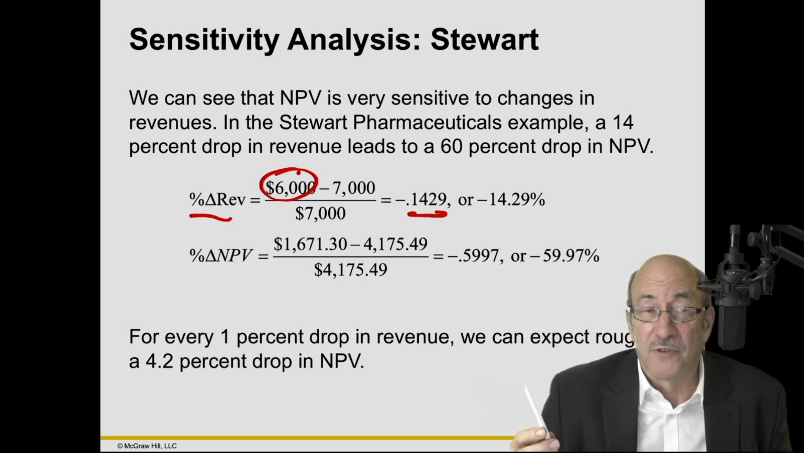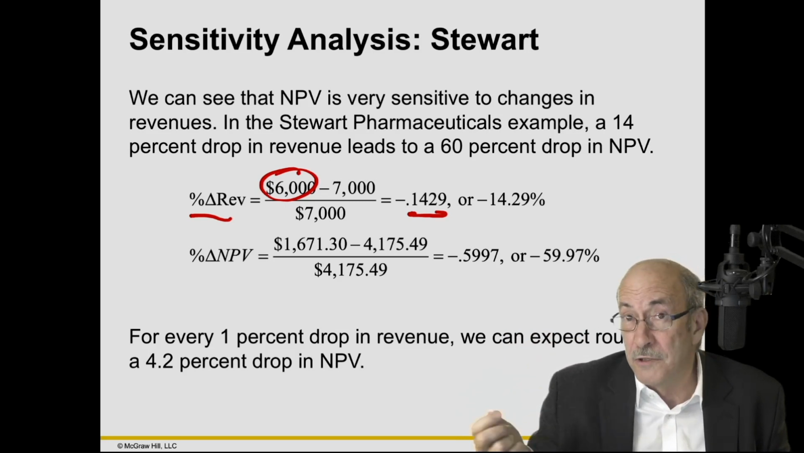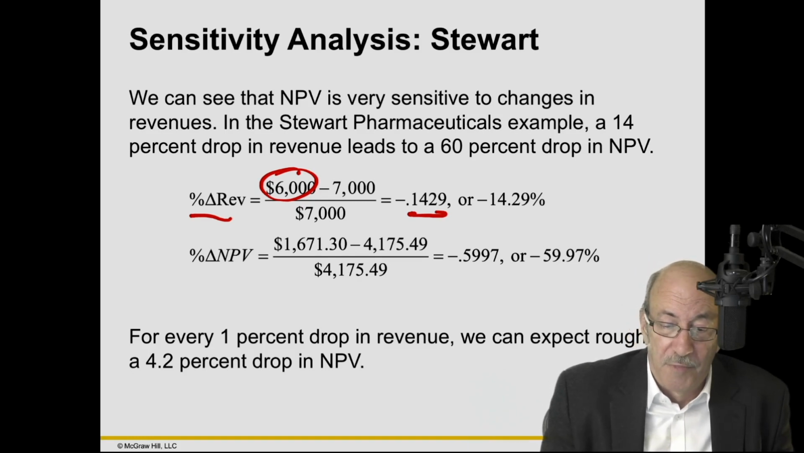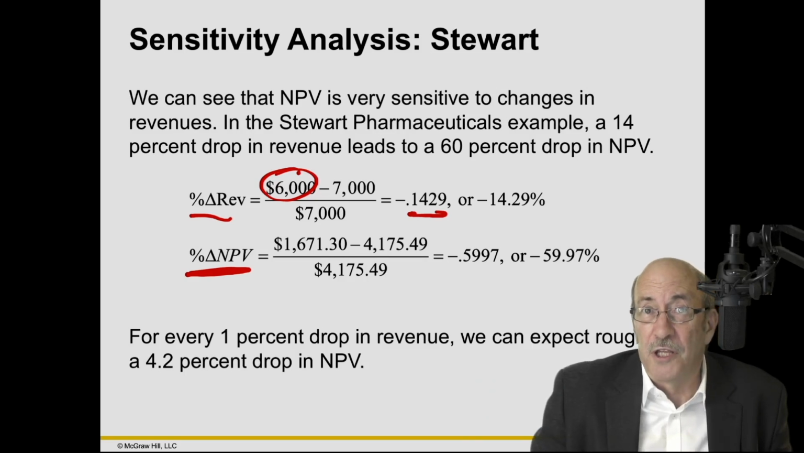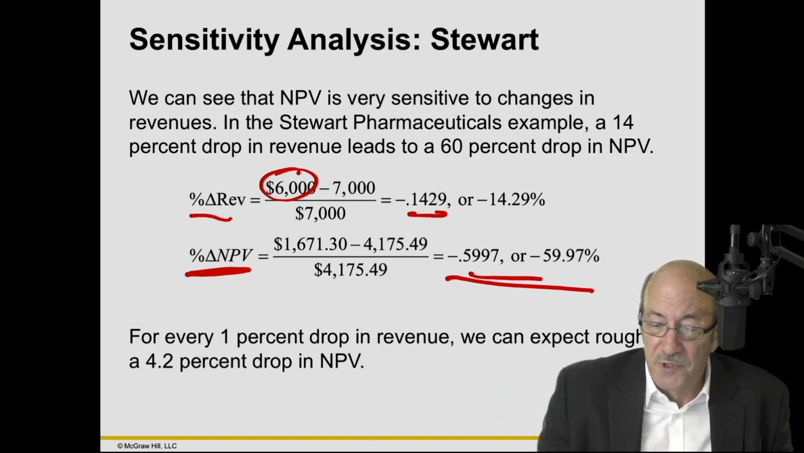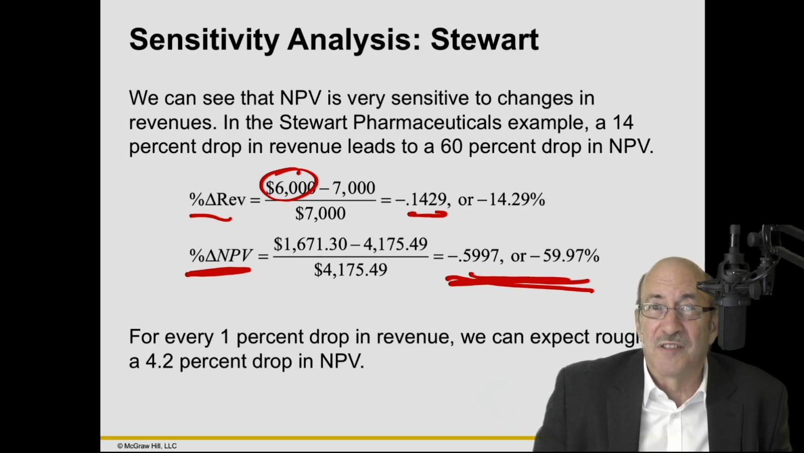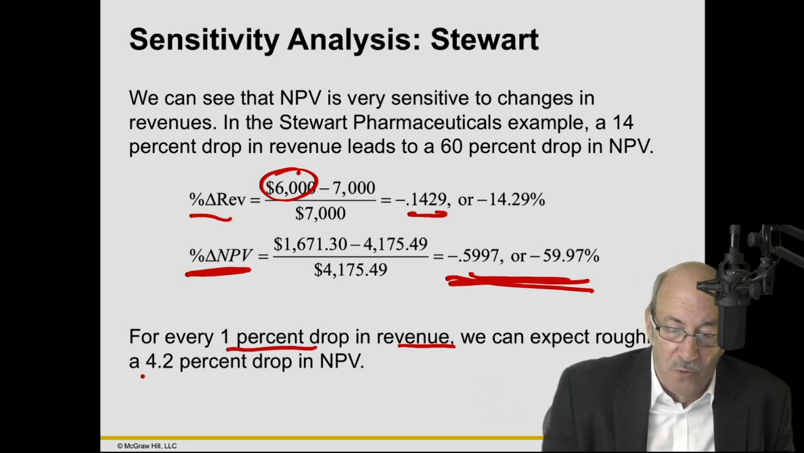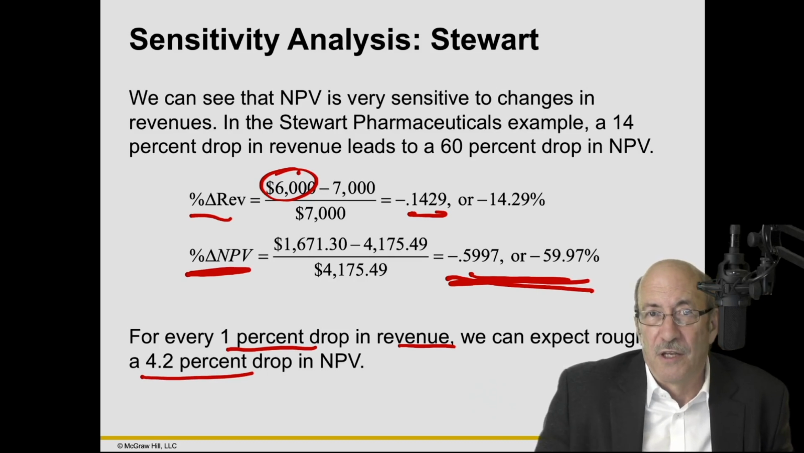These things are not necessarily going to translate through the income statement linearly because we've got those fixed costs. That's going to make a difference, right? Well, it turns out that when we go through and we calculate the NPV using 6 billion instead of 7 billion in the successful outcome, we end up seeing the NPV dropping by nearly 60%. So for every 1% drop in revenue, we can expect about 4 times that for a decrease in NPV.